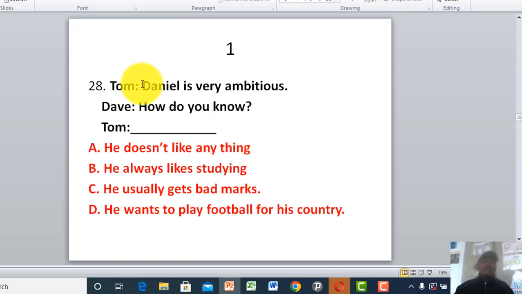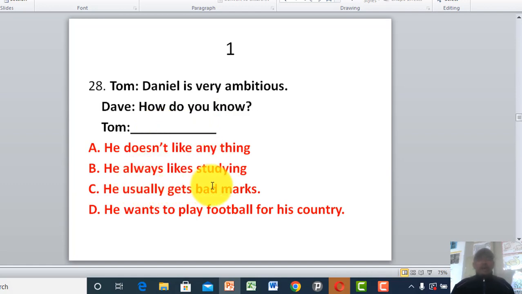Question number 28. Tom and Dave. Daniel is very ambitious. Look here. Daniel is very ambitious. Dave, how do you know? Look here, blank. He doesn't like anything. He's ambitious, but he doesn't like in parallel. He always likes studying. How do you know? He always likes studying. Ambitious.